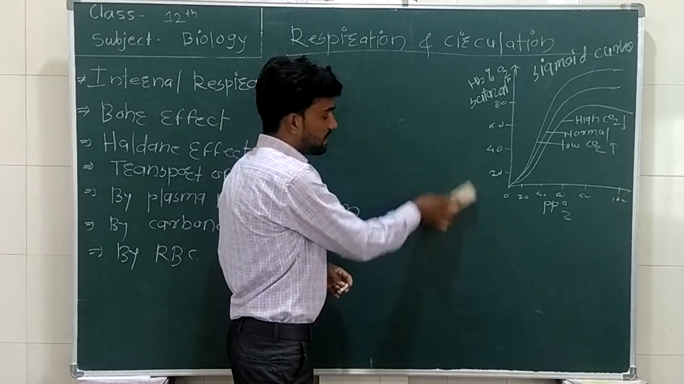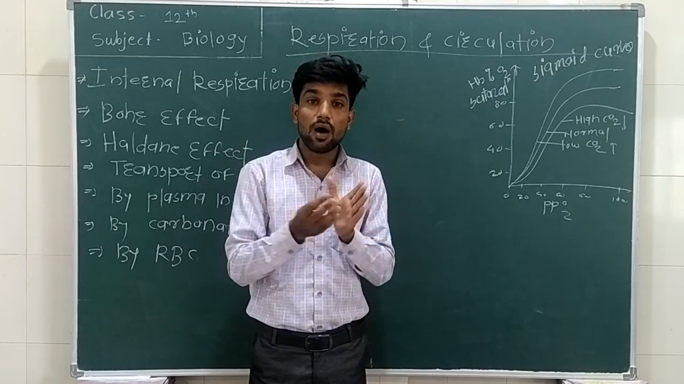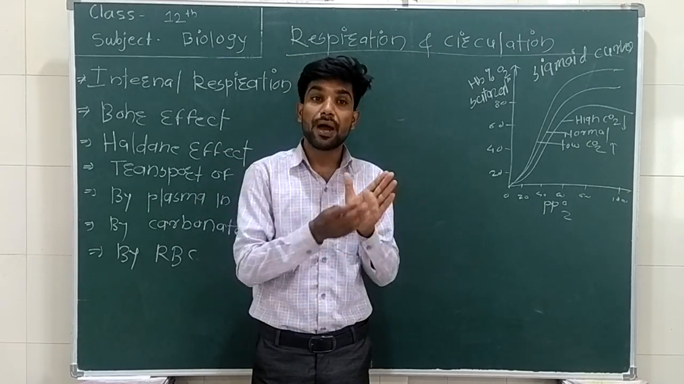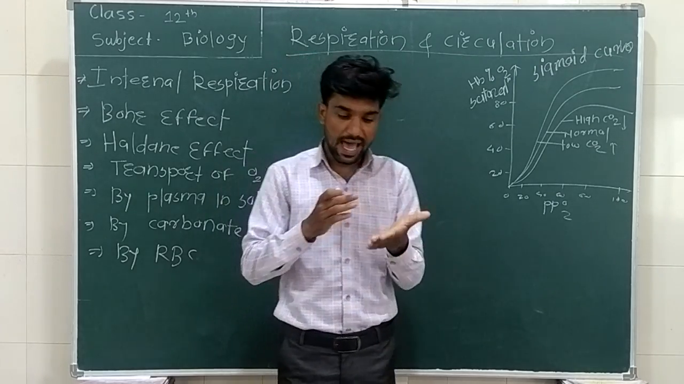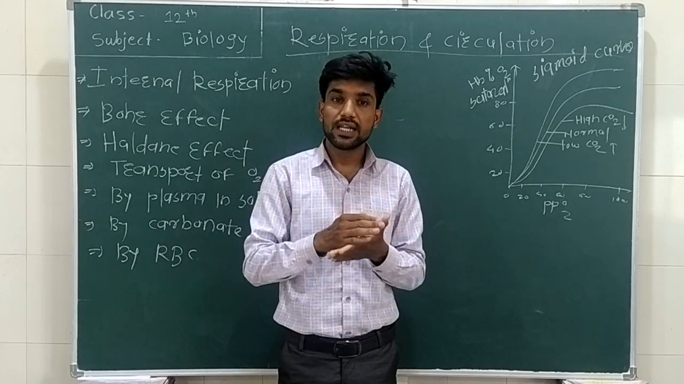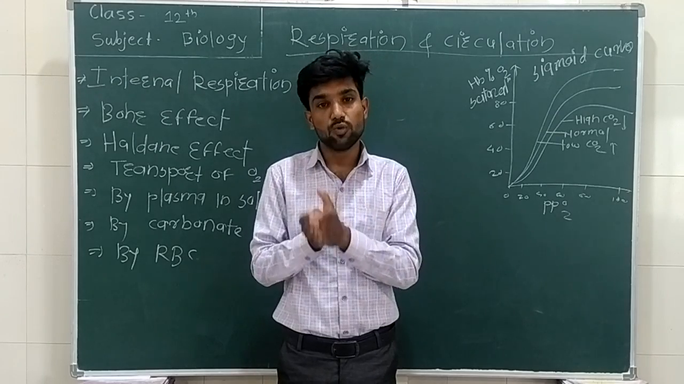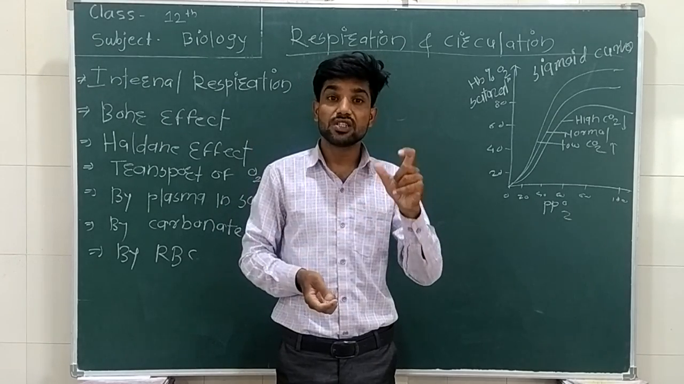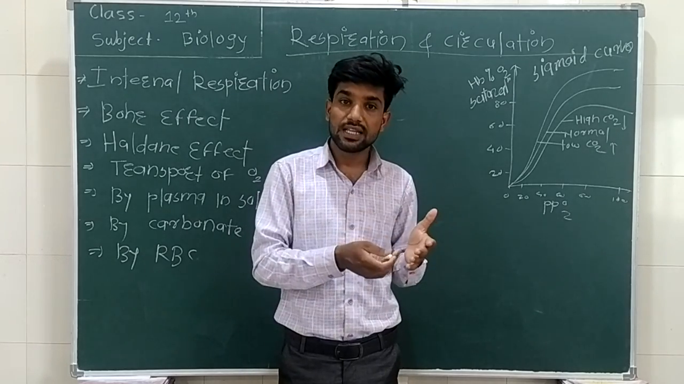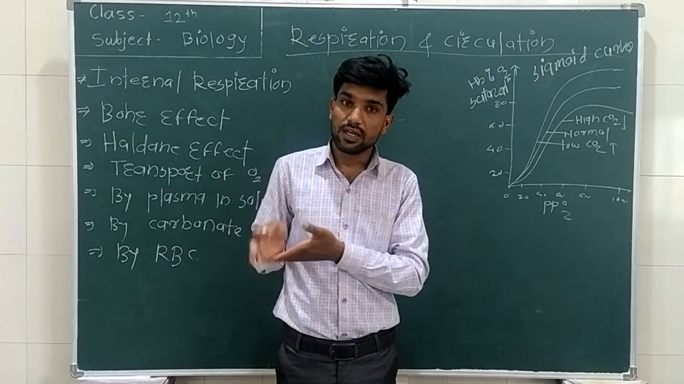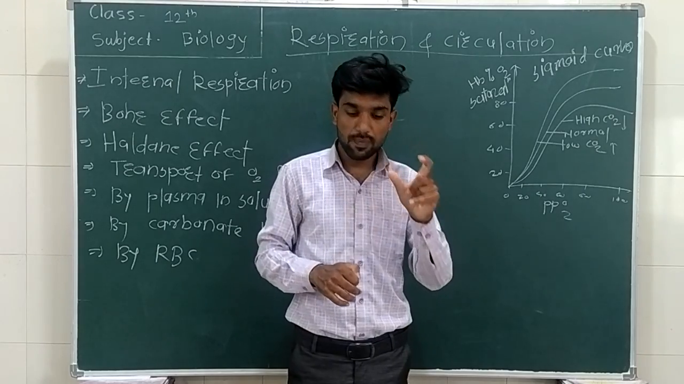Now we see the saturation of oxygen with hemoglobin. Saturation means binding, the quantity of oxygen which is bound with hemoglobin. This is your saturation of Hb with oxygen. As the quantity of oxygen increases, your saturation also increases. If the quantity of oxygen bound with hemoglobin is low, your saturation is also low. So it is directly proportional. If your oxygen quantity increases, your saturation will be high. If your PPO2, the partial pressure of oxygen, decreases, your Hb saturation is also low.